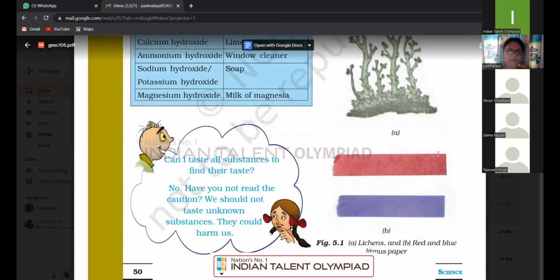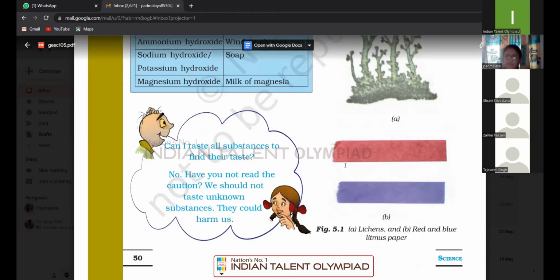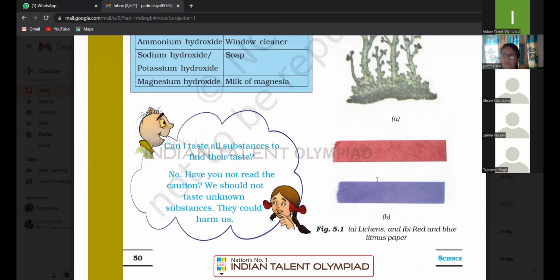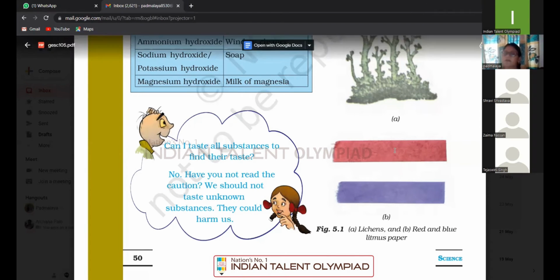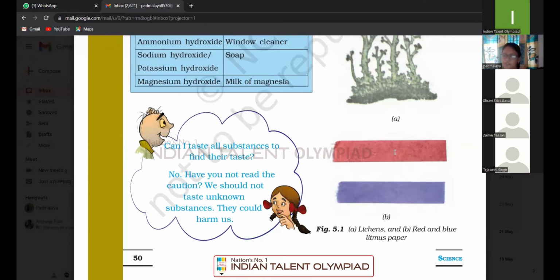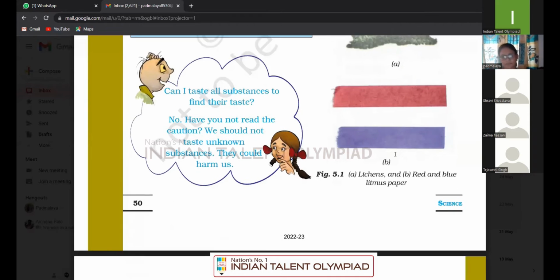Here are the litmus papers, the red litmus paper and the blue litmus paper. If the substance is acidic, the blue litmus paper will turn red. If the substance is basic, the red litmus paper will turn blue.